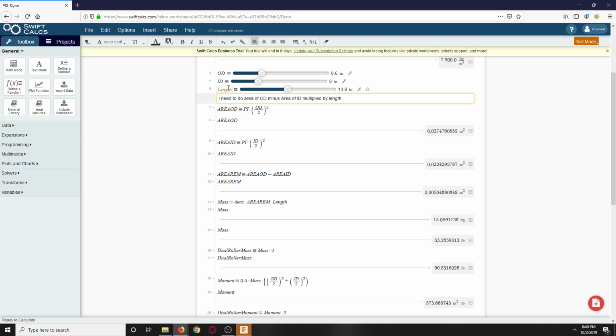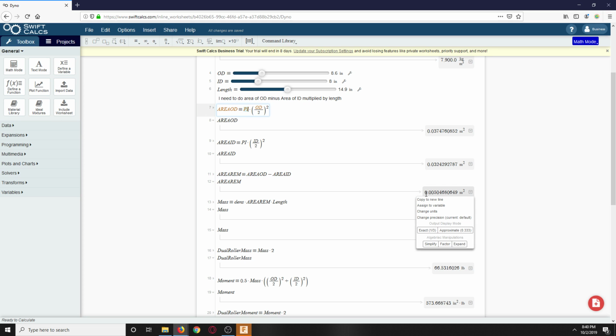OD times ID times length or something dumb here, which is not how you do the density of a circle or a shell. So basically, the density of the shell is area OD, so pi, and you can see that SwiftCalcs has a built-in for pi. Pi times OD over 2 squared is area OD, minus area ID, which equals pi times ID over 2 squared. And then area remaining is area OD, so if it was a cylinder, the outside area minus the inside area. So that's the leftover area, 0.005 meters cubed.